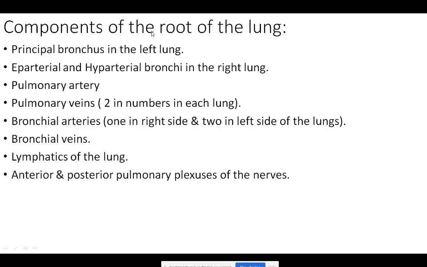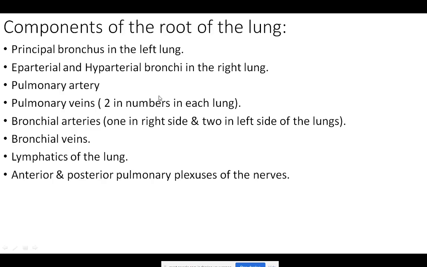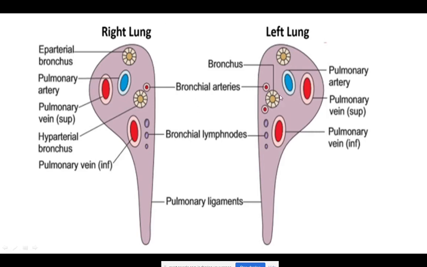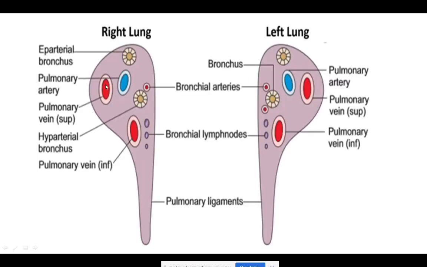Components of the root of the lung. What are the components of the lung? Like this. These are the components of the root of the lung. The principal bronchus in the left lung. Okay, this one. There is one principal bronchus on the left lung. Okay, eparterial and hyparterial bronchi in the right lung. In the right lung, we have an eparterial bronchus and a hyparterial bronchus. Okay, on the right lung.